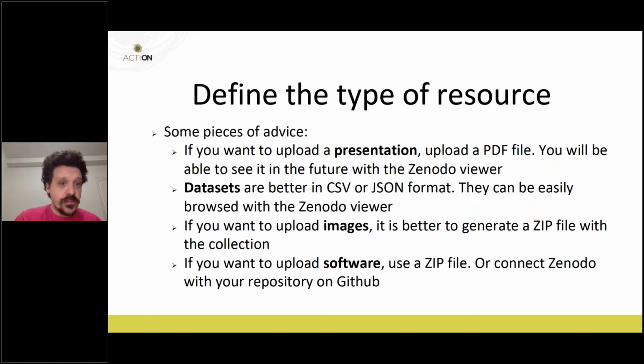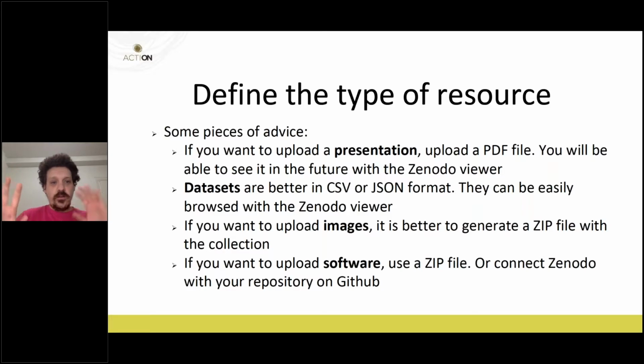And in the case of software, it's basically the same, for the same reason as the images. If you have one file and one identifier for each file, that's crazy. So it's a much better approach to generate a zip file of all your software and upload it to Zenodo. Or even if you are working with a GitHub repository, there is a connection between GitHub and Zenodo. So every time you make a release of your software, GitHub generates a zip file and uploads the information to Zenodo. So it's very easy for us.